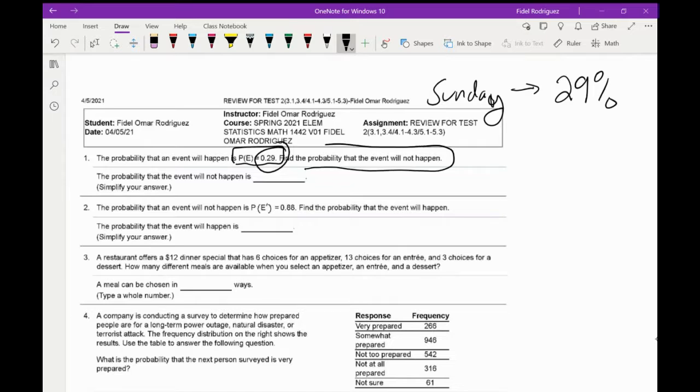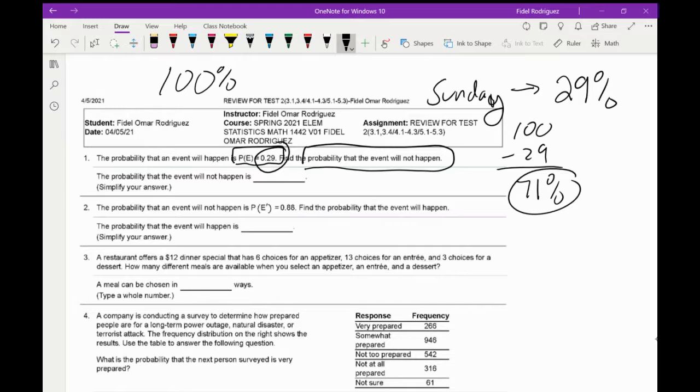Then the question here is saying, well, what's the probability that it's not going to rain? So remember that my total percent always adds up to 100%. So if I take 100 and I subtract 29, I'm going to end up with 71%, or as a decimal, 0.71. So if there's a 29% chance that it is going to rain, then that means that there's a 71% chance that it's not.